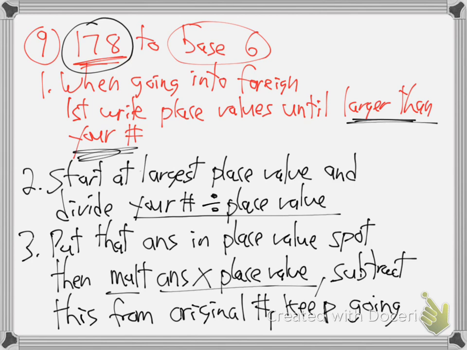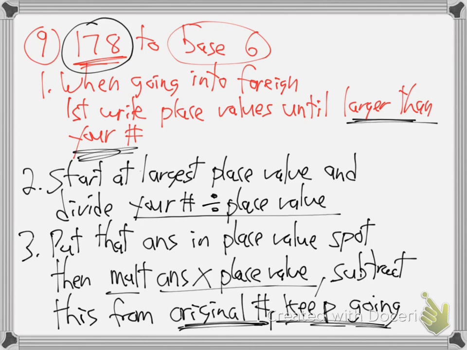All right, so there's the game plan, and it'll make more sense when we're actually doing it. So can you read all that? Step 1, when you're going into a foreign system, first write the place values until larger than your number. Start at the largest place value. Divide your number by the place value. Put that answer in the place value spot. Then multiply that answer times the place value. Subtract this from the original number. And just keep going.